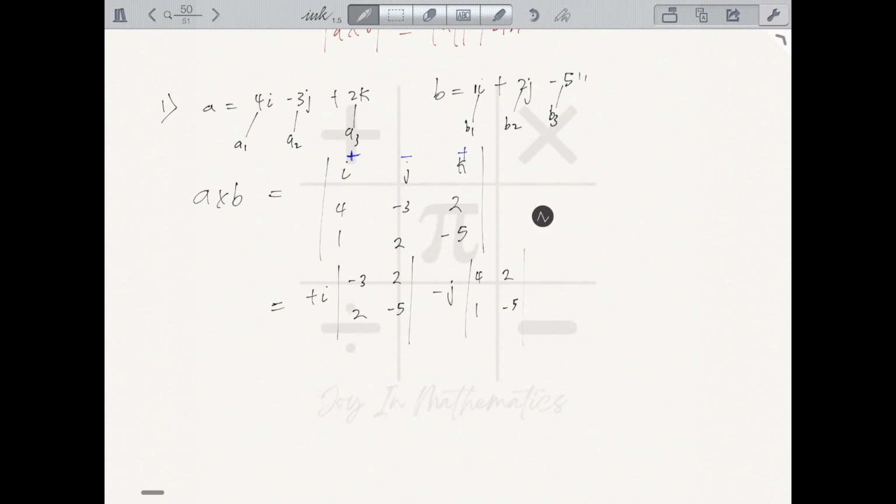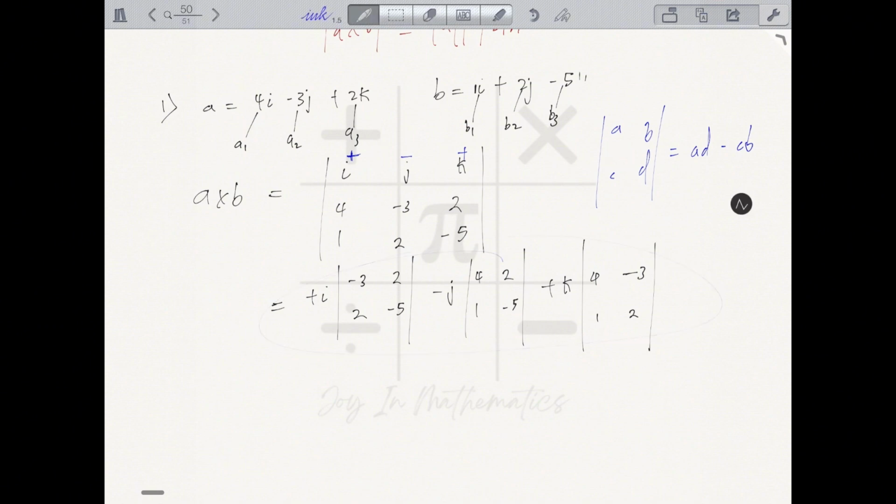In the same vein, we move on to positive k. Crossing out its row and column, we are left with 4, minus 3, 1, 2. Then we apply the principle of the determinant of a 2 by 2 matrix, where we have a, b, c, d: we evaluate the leading diagonal ad minus the following diagonal cb. With that, we can move on and apply this principle.